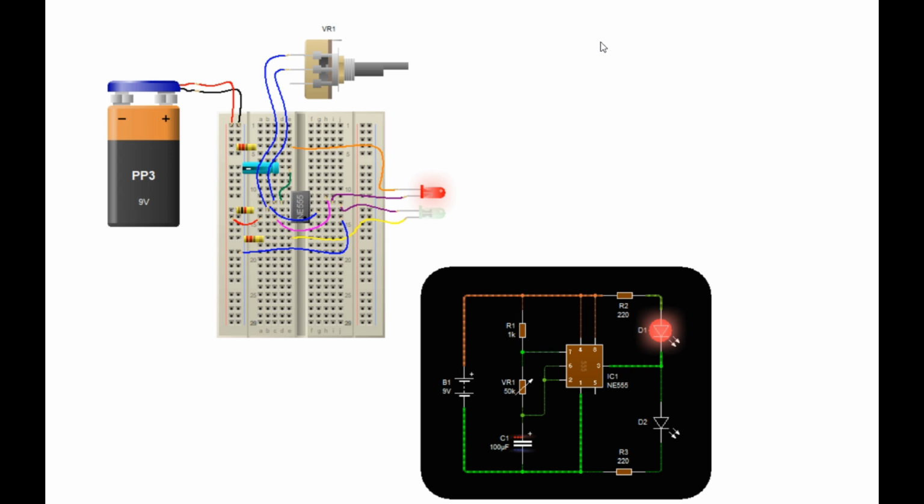Conclusion. The Astable Multivibrator using the 555 timer is a simple yet powerful circuit that can generate a continuous square wave. By selecting appropriate values for R1, R2, and C1, you can control the frequency and duty cycle of the output waveform. This makes the circuit highly versatile and suitable for a wide range of applications.